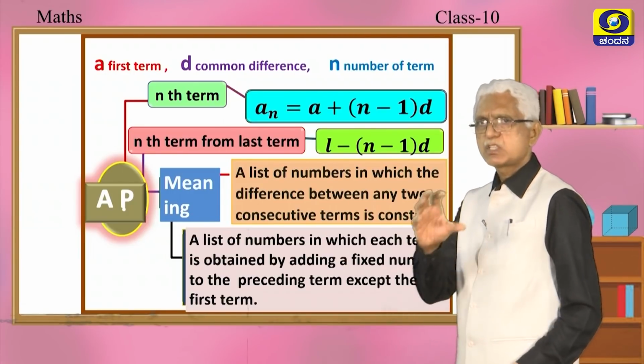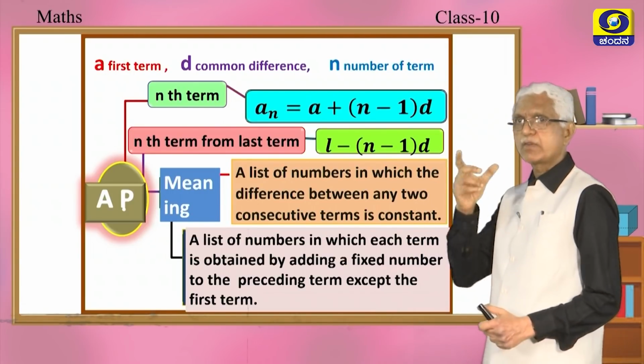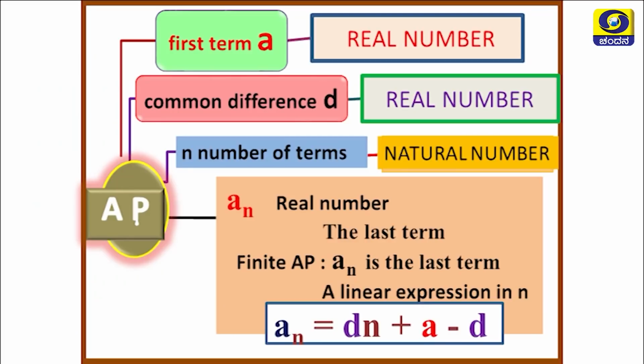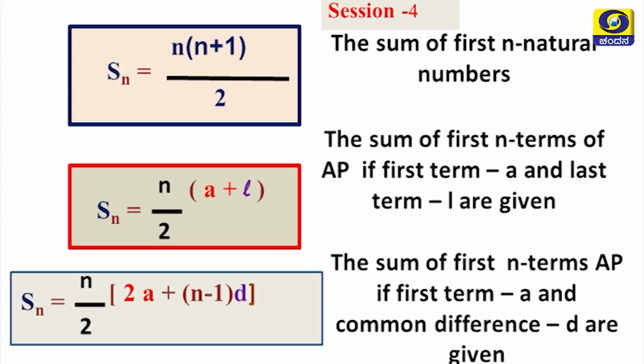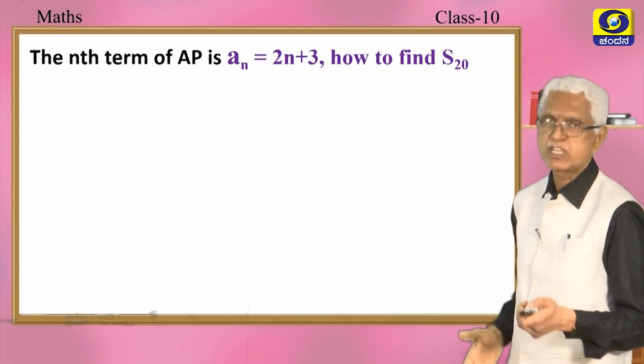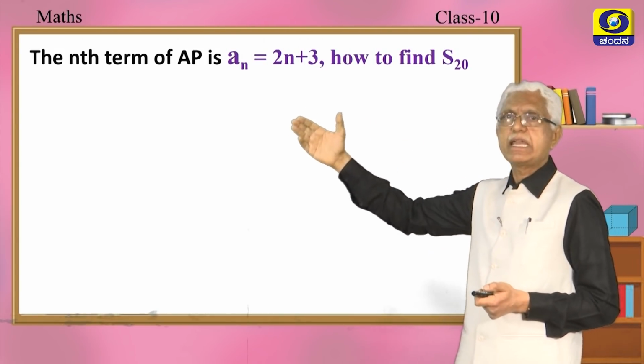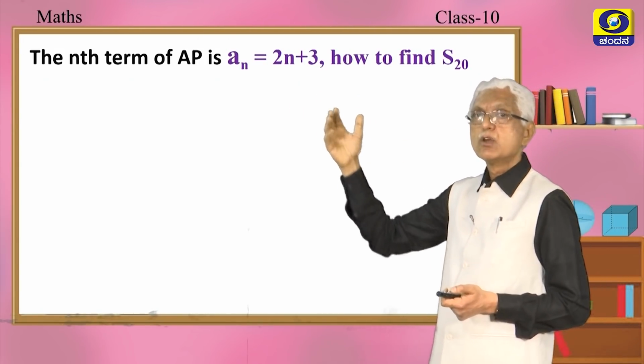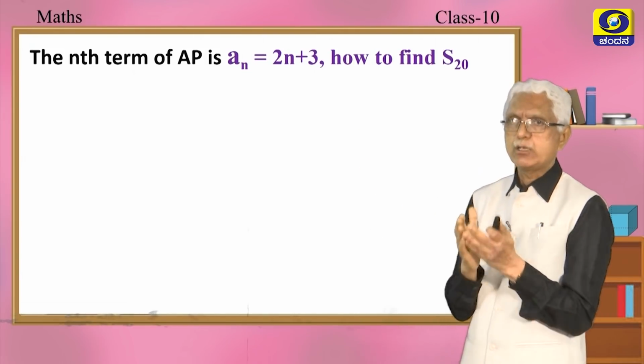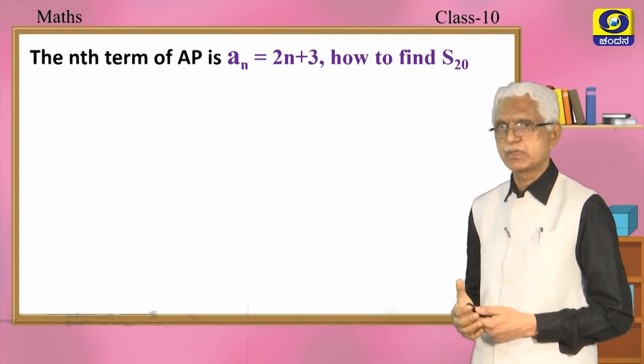Okay, this is just a quick recall of what we did in the very first session. Please check this problem. The nth term of an AP is an is equal to 2n plus 3. How to find S20? You want to find the sum of the first 20 terms.